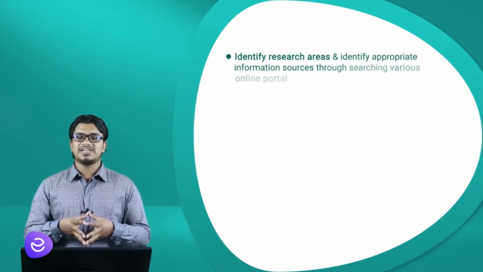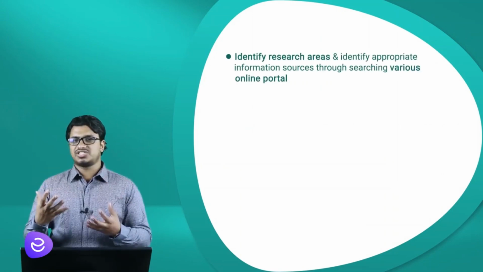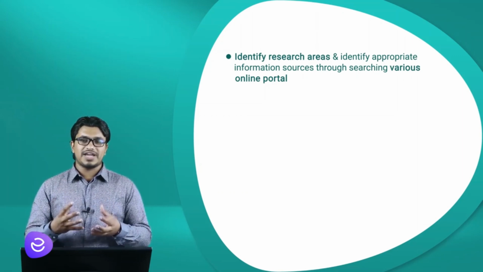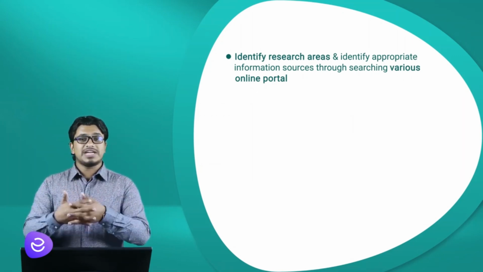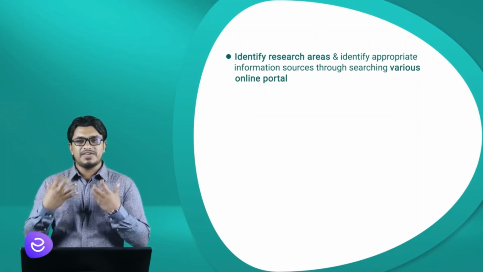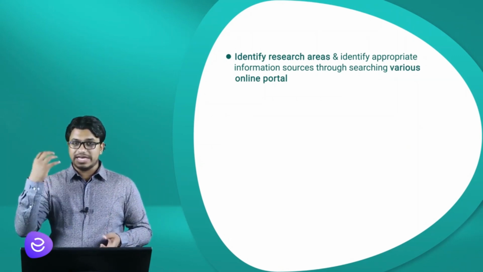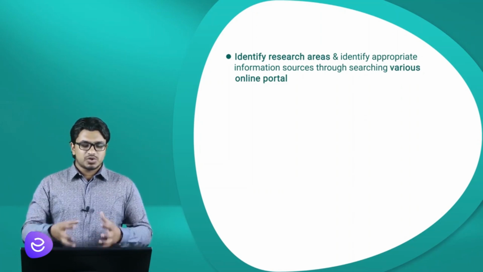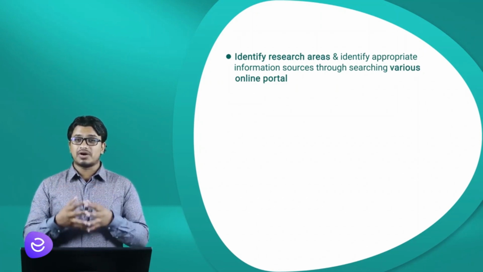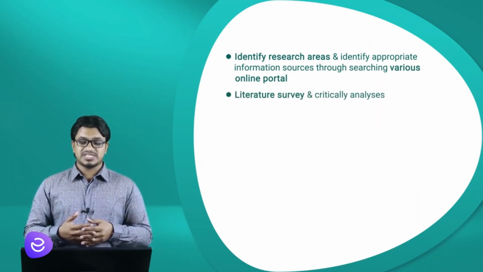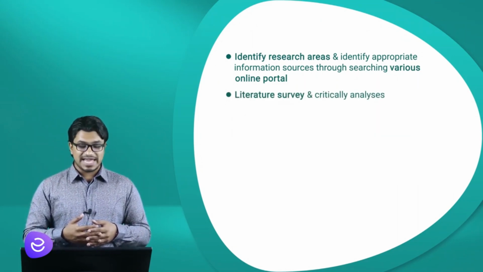First one is to identify the research areas. So we can search on the internet, and we can find many research areas, many research problems. We can also find out whether the research problem that we have has been researched by anyone else. So to identify a research area, ICT helps us through various online portals. Then literature survey and critical analysis.